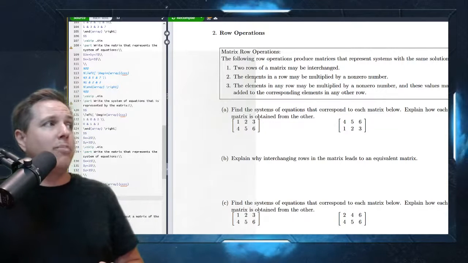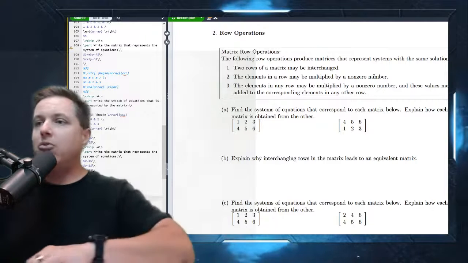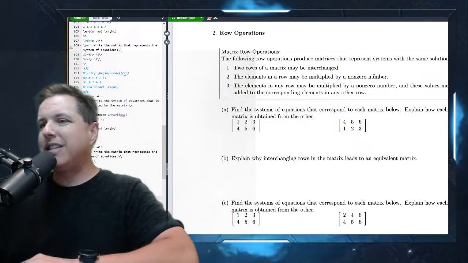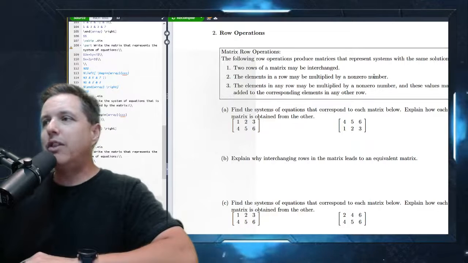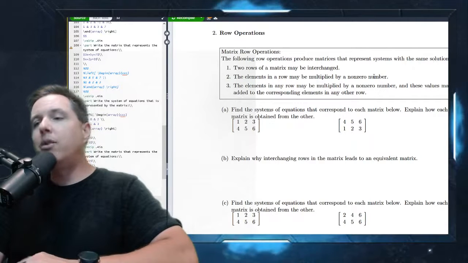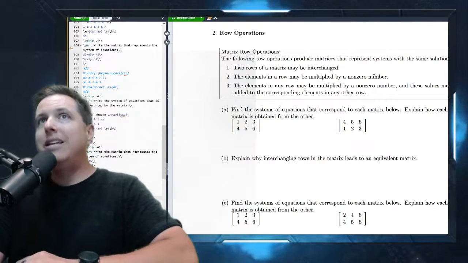Okay, row operation number 2. The elements in a row may be multiplied by a non-zero number. So don't multiply by 0. That's the same as just erasing your equation and we lose all that information, right? But we can multiply an entire row by a non-zero number.